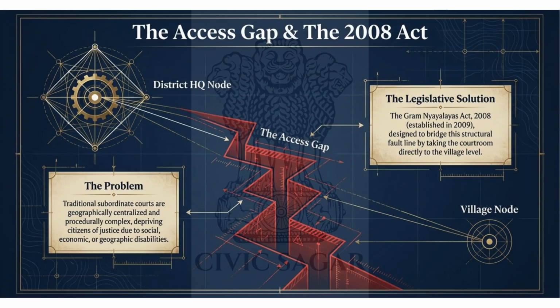Despite this robust structure, a systemic fault line historically persisted: the access gap. Traditional subordinate courts are geographically centralized at district headquarters and can be procedurally complex. For rural citizens, this created massive barriers, effectively depriving them of justice due to social, economic, or geographic disabilities. To bridge this chasm, the legislature introduced a breakthrough solution, the GramNyayalayas Act of 2008, which officially came into effect in 2009. This law was engineered to span the access gap by taking the courtroom out of the distant city and delivering it directly to the village level.